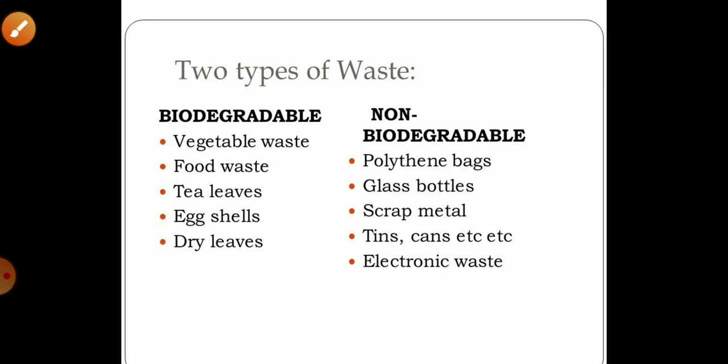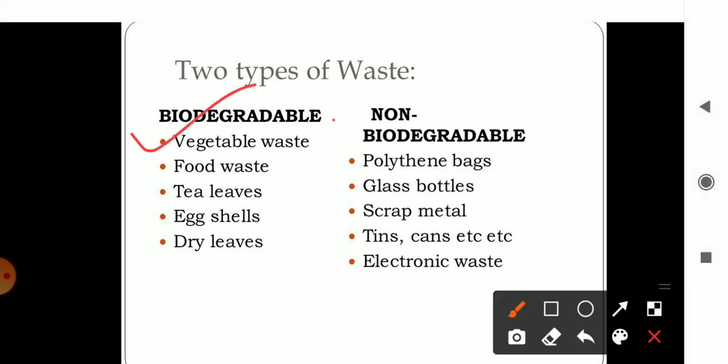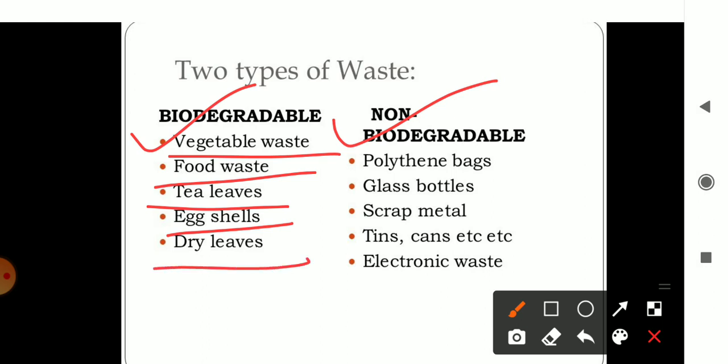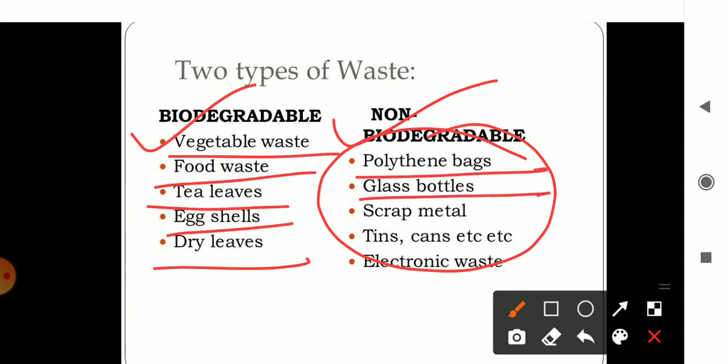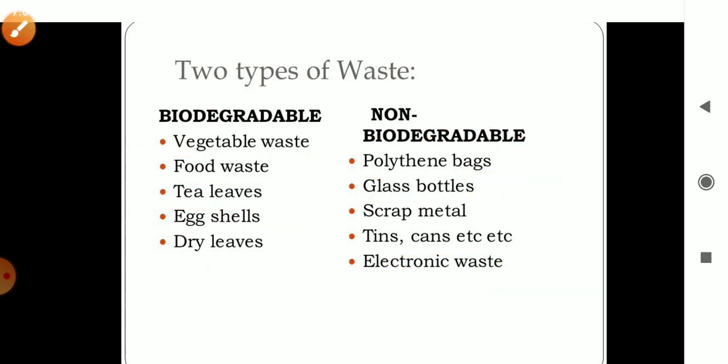So, these are the examples of biodegradable and non-biodegradable. All the waste materials that you see here are either of plant or animal origin, whereas non-biodegradable includes polythene bags, glass bottles, scrap metals, tin cans, electronic waste. These are all non-biodegradable.